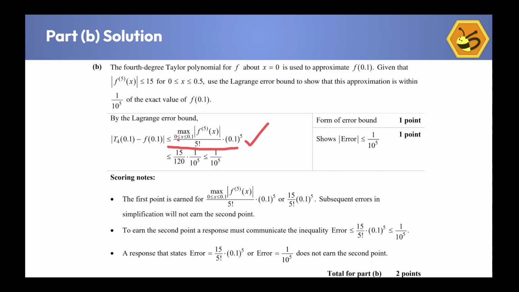This just guarantees that the maximum between 0 and 0.1 is 15. This is a bit more extreme, but that's fine. It covers the interval we want, which is between 0 and 0.1.